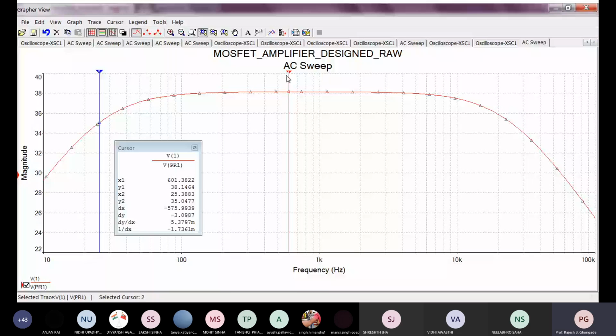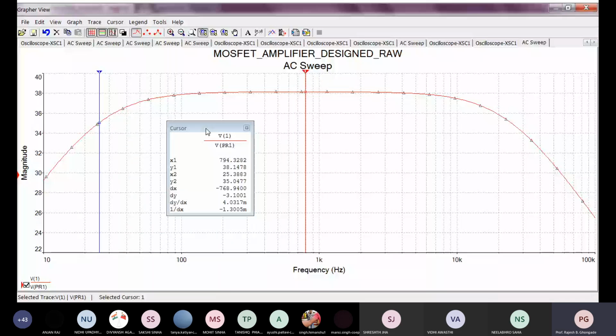So this is the cursor number 1. Are you able to see the screen? Okay. So what is the maximum gain? The maximum gain happens to be Y1, which is 38.14 dB. You're able to see this, 38.1478, whatever. Now we are supposed to find out the bandwidth.